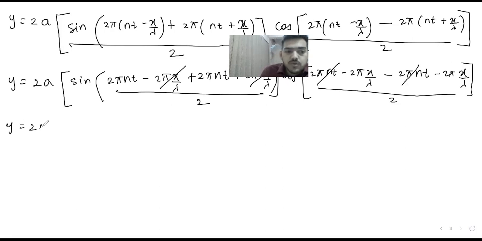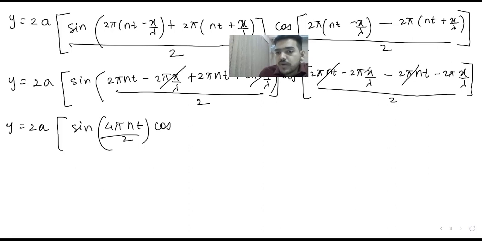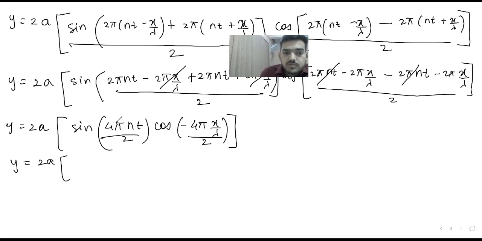y = 2a. Here in the sine, students, 2πnt plus 2πnt, we will get 4πnt upon 2. And for cos, what we will get? Minus 2πx/λ minus 2πx/λ, it will be minus of 4πx/λ upon 2. So this is what we get in cos. Now y = 2a. What will be the further step? 2 ones are 2, 2 twos are 4. So sin 2πnt into, students, cos of minus theta is cos theta.